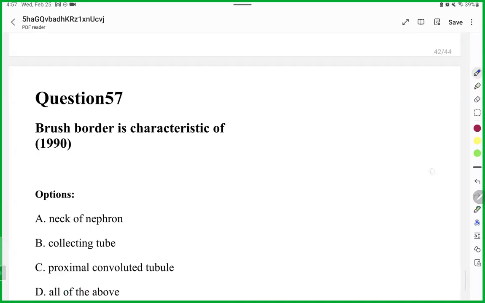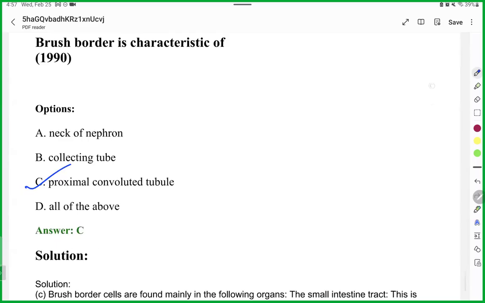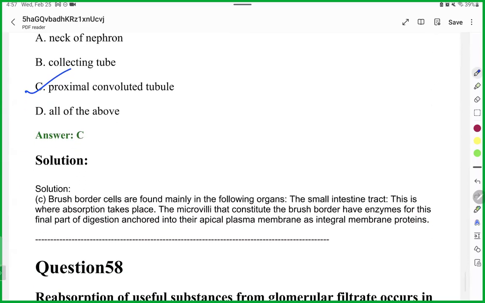So proximal convoluted tubule, PCT, has brush border. Simple cuboidal brush border epithelium.